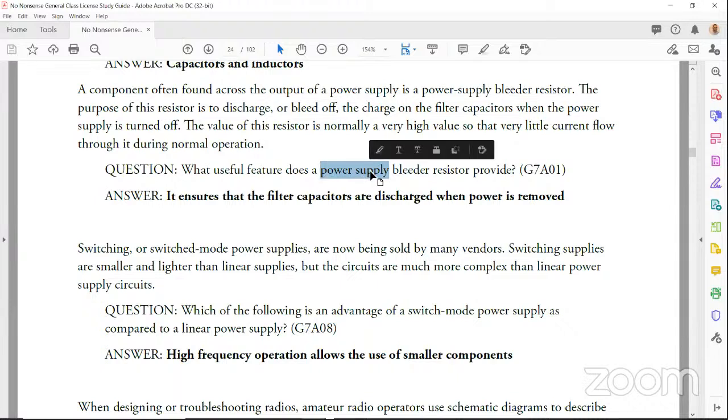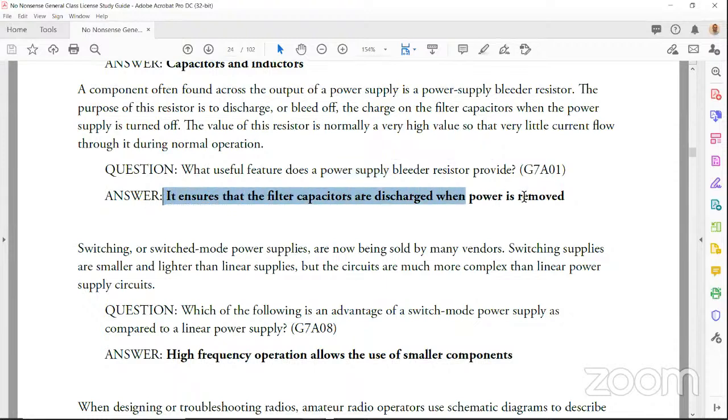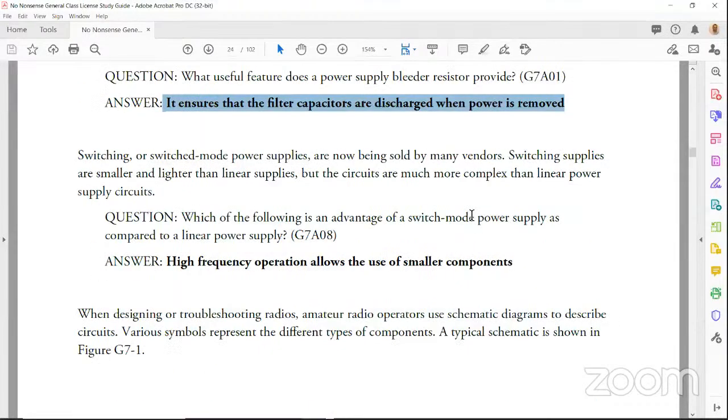Well, last class we gave the reason for it. We said that it ensures that the filter capacitors are discharged when power is removed. We don't want it to be live and dangerous even when we switch off and unplug. So the bleed resistor, if you recall, is in the circuit, and it's such a high value that it doesn't affect the circuit's normal performance, but when it's switched off and not in use, it will quickly or slowly drain away that extra energy in the capacitor, so it's no longer dangerous.